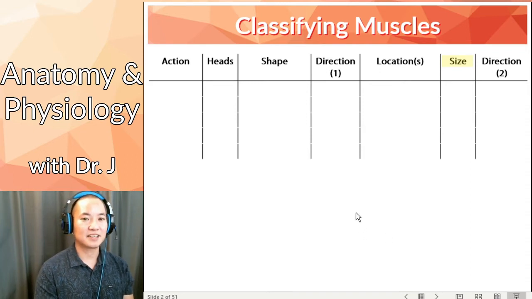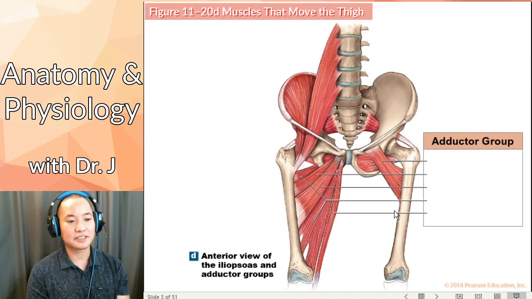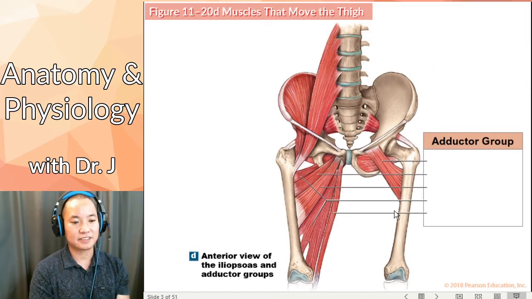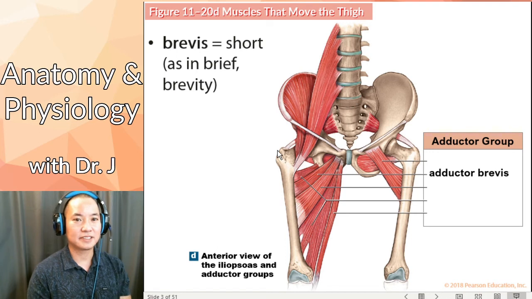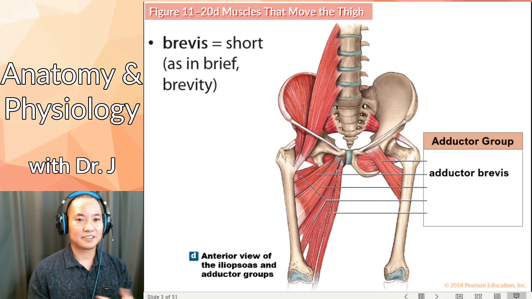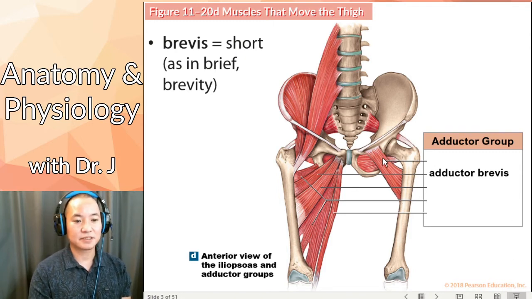But what do I mean by size? We did kind of hint at that earlier, but let's explain a little more. These aren't the only examples. What we have here is the adductor group, and here is the adductor brevis. Brevis actually means short. It's Latin for short. You may have heard of brief, which comes from the same root word. Or if you like your SAT vocabulary, when you say someone has a lot of brevity in their writing, they're very, very concise. So brevis refers to something that's short.